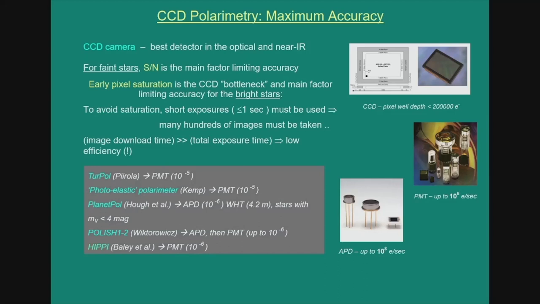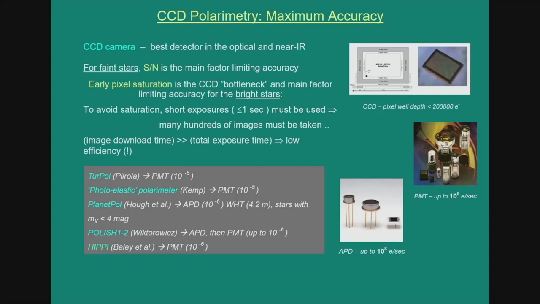For many years, for almost 20 years, the highest precision in polarimetry has been achieved with polarimeters equipped either with PMTs or APDs. The record breaker, PlanetPol, the first polarimeter capable of measuring polarization with a precision of a few parts per million, used an APD as a detector. The HIPPI polarimeter, the latest polarimeter of this class, which routinely can measure polarization with an accuracy of a few times 10 to minus 6, is also equipped with a photomultiplier.